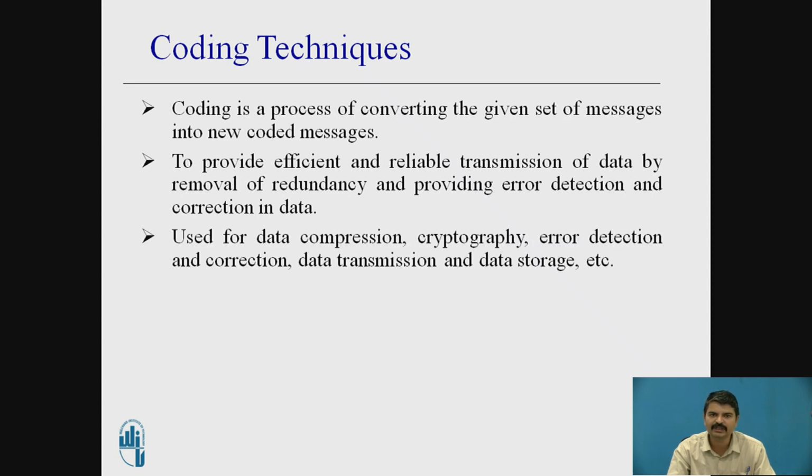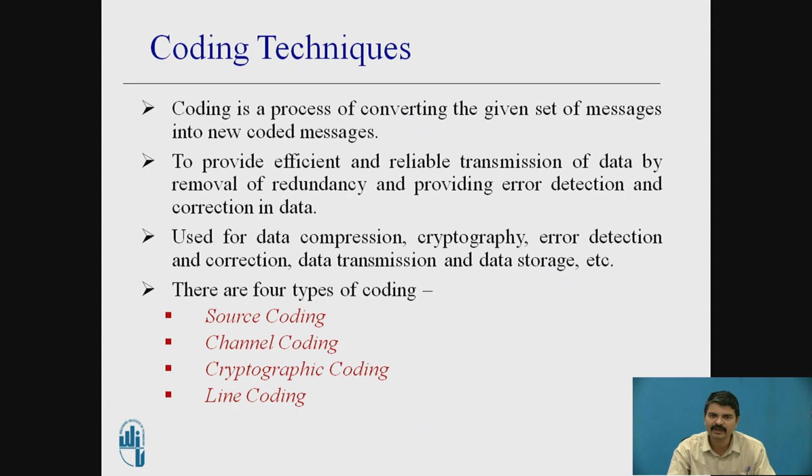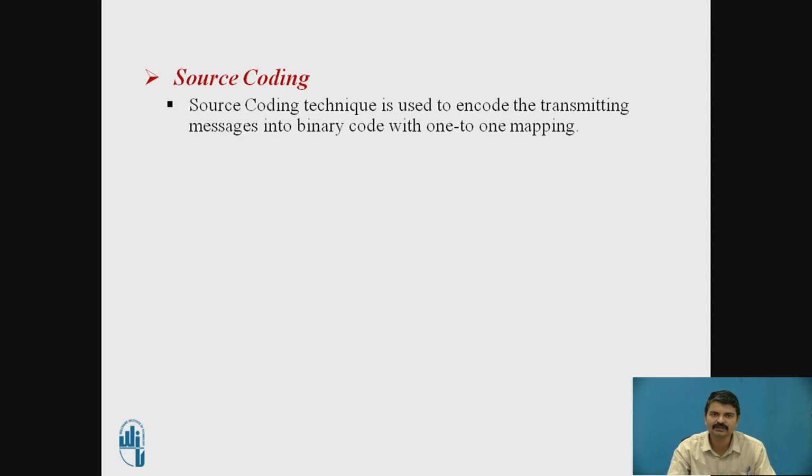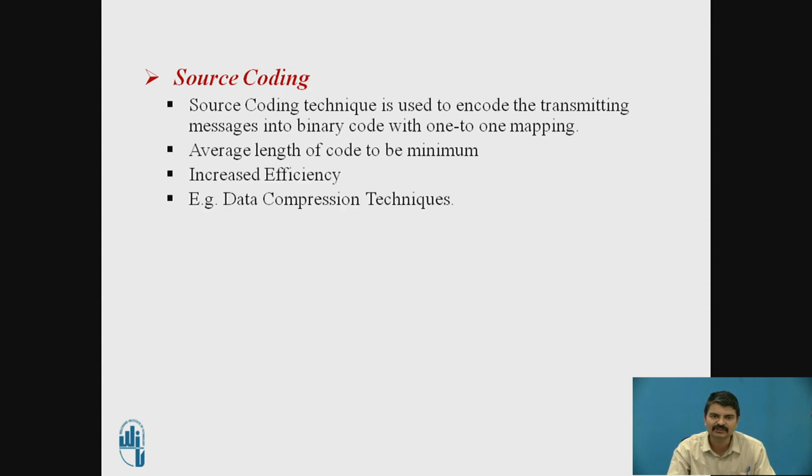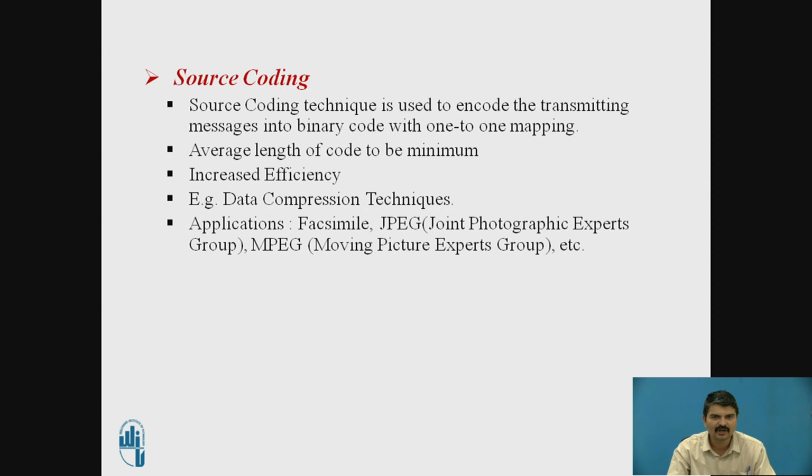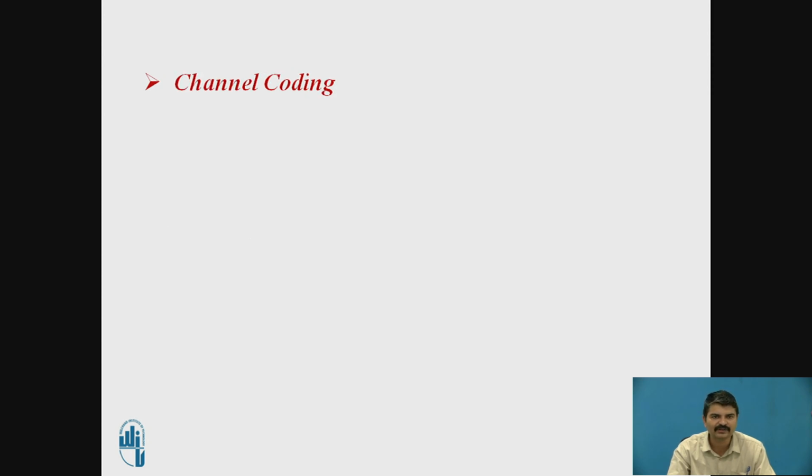It is used for data compression, cryptography, error detection and correction, data transmission and data storage. There are basically four types of coding: source coding, channel coding, cryptographic coding and line coding. What is source coding? Source coding is the technique used to encode the transmitting message into binary code with one-to-one mapping. The average length of the code is to be minimum. It is used to increase the efficiency, for example, data compression technique. What are its applications? Fax, JPEG, MPEG groups, etc.